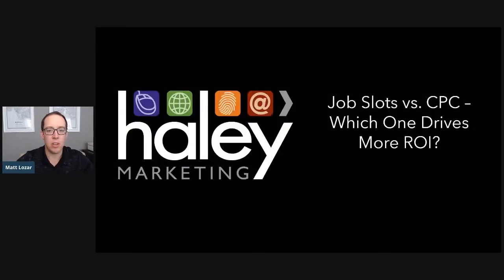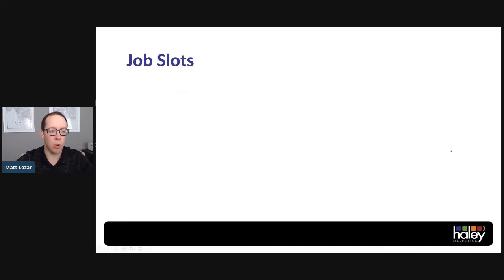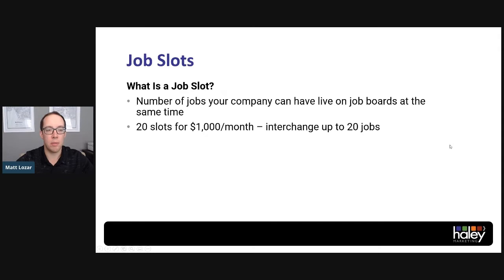Today, we're going to be talking about job slots and cost per click advertising. Which one drives more ROI? And when we talk about job slots, we want to think of it as a parking lot analogy, a parking spot. Your company could have 20 spots, $1,000 a month, interchange those 20 jobs throughout the month. So on September 28th here, you could have 20 jobs. Tomorrow, if you want to swap in 5 new ones, take 5 down, post 5 into those jobs you took down, interchange them throughout the month.